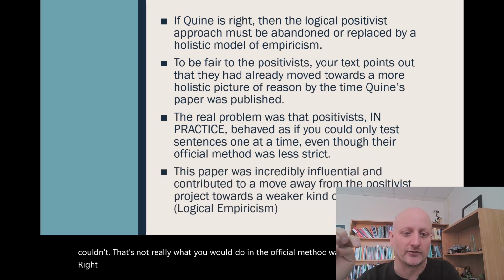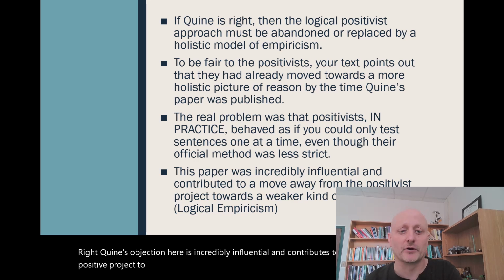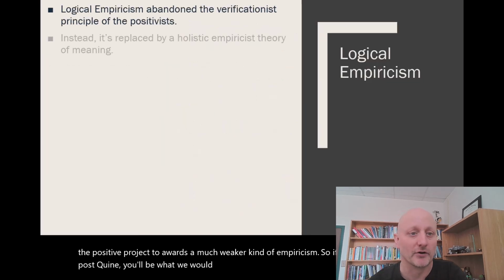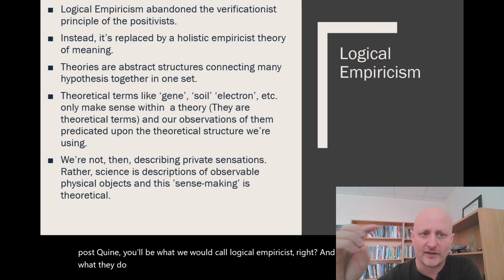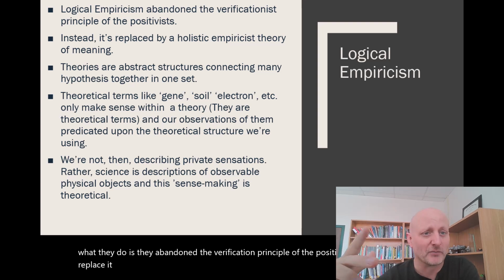Quine's objection here is incredibly influential and contributes to a move away from the positivist project towards a much weaker kind of empiricism. So if you're an empiricist post-Quine, you'll be what we would call a logical empiricist, right? And the logical empiricists, what they do is they abandon the verification principle that the positivists adopted, and they replace it with this much more holistic picture, right?